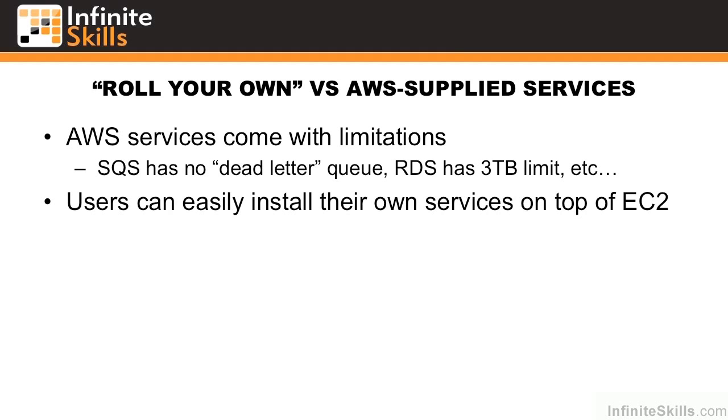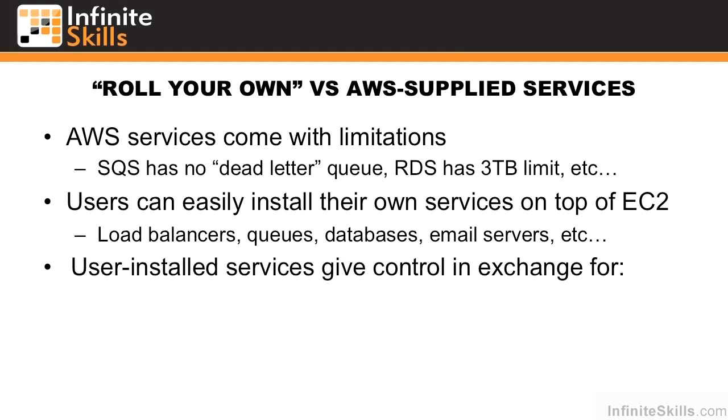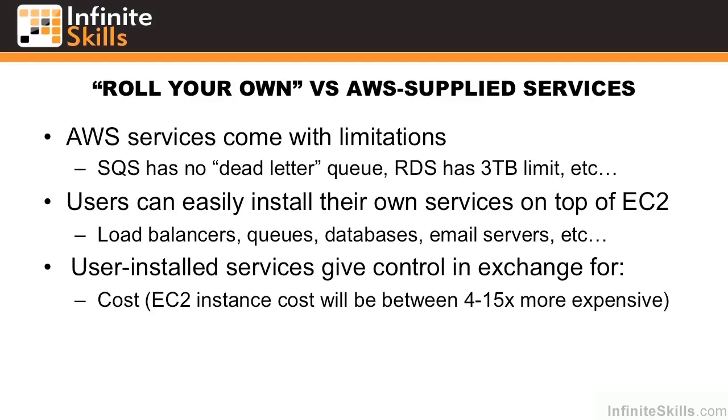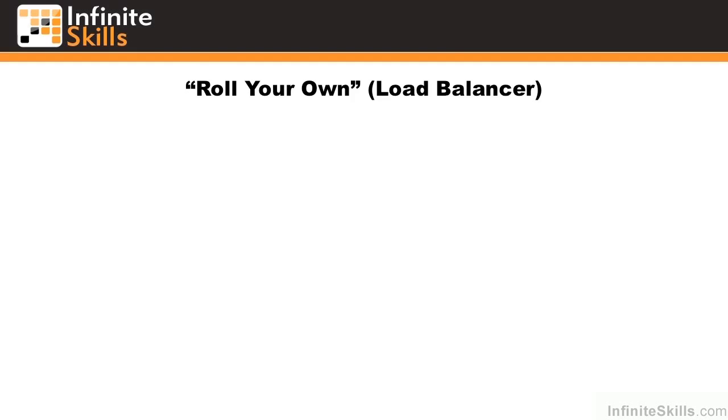Users can also easily install their own services on top of EC2. You could build your own load balancer, queue, database, email server, and so on. The user-installed services will give you more control in exchange for a higher cost. The EC2 instance cost to run the service will typically be between 4 to 15 times more expensive than the service provided by AWS. You'll also have to take care of management yourself. Taking care of things like HA and DR is often complicated, but the user can do that themselves if they choose.